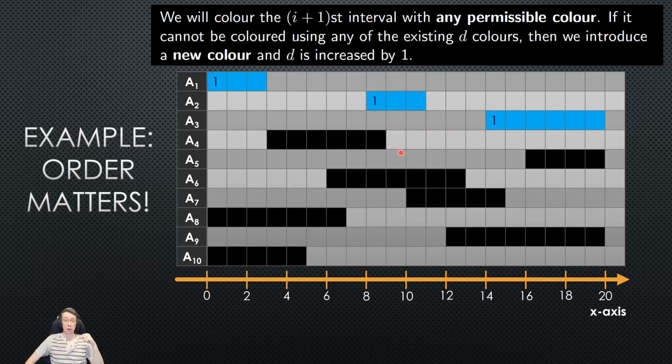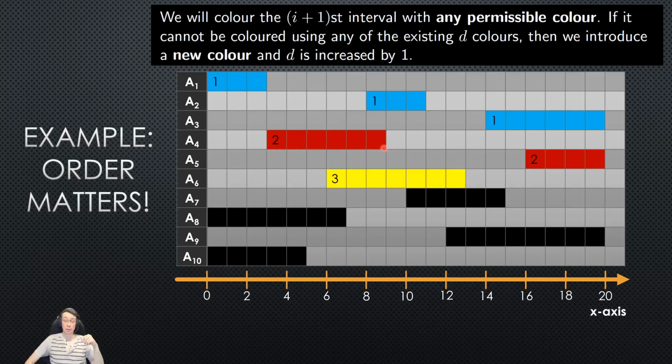Now interval 4 overlaps an interval with color 1, so we're going to need to increase d by 1, creating a new color. We'll make that color red. And interval 5 doesn't overlap. It does overlap an interval with color 1, but it doesn't overlap an interval with color 2, so we can reuse color number 2. Interval 6 overlaps an interval with color 1. It overlaps an interval with color 2, so we introduce a new color, 3.